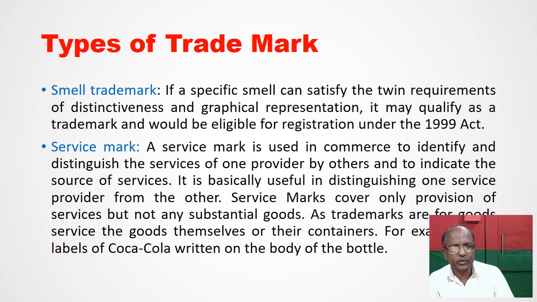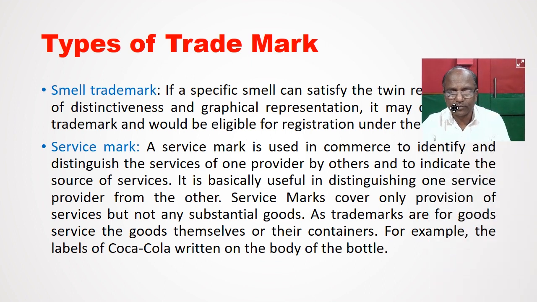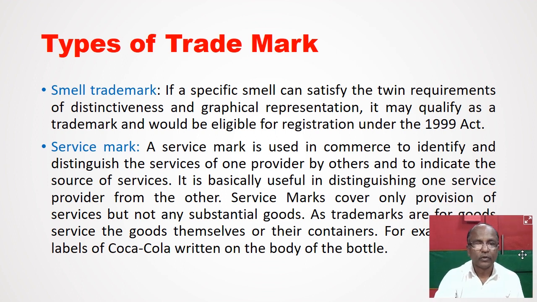Next type of trademark is service mark. A service mark is used in commerce to identify and differentiate the services of one provider from others, and to indicate the source of services. It is basically useful in differentiating one service provider from the other. Service marks cover only provision of services but not any substantial goods. As you know, trademarks are for goods, the goods themselves or their containers. For example, the label of Coca-Cola written on the body of the bottle. So it is a service mark.